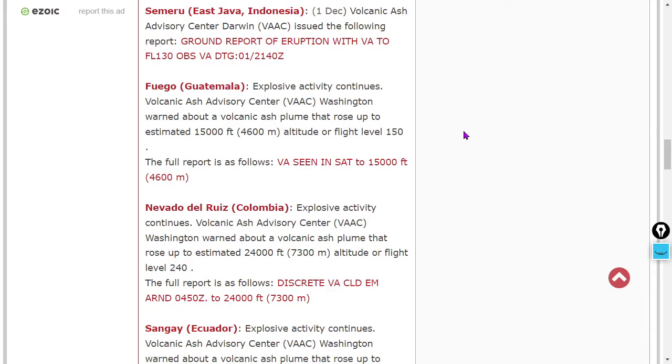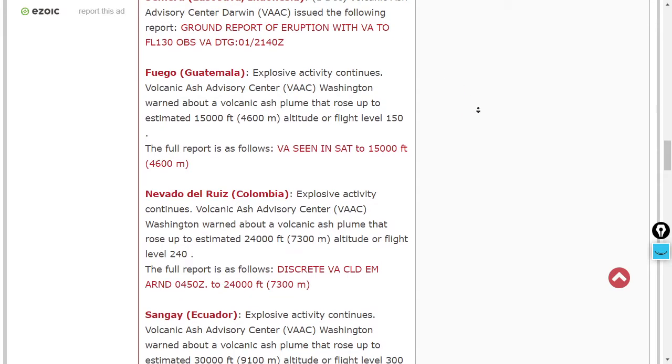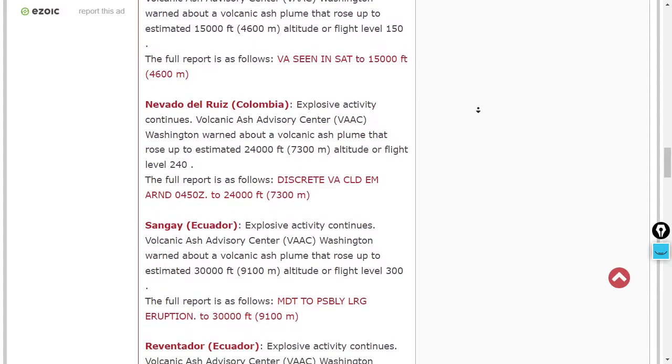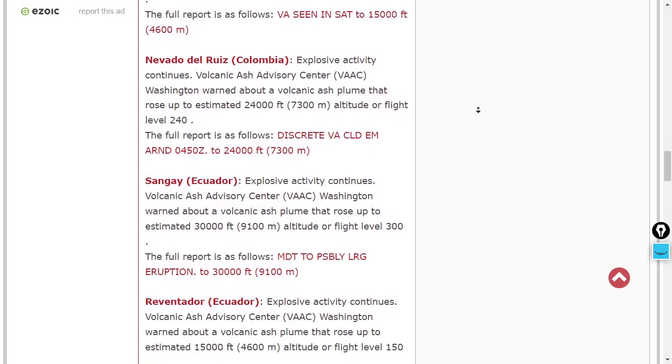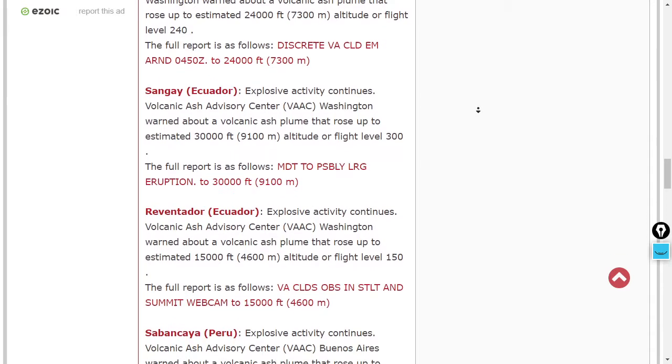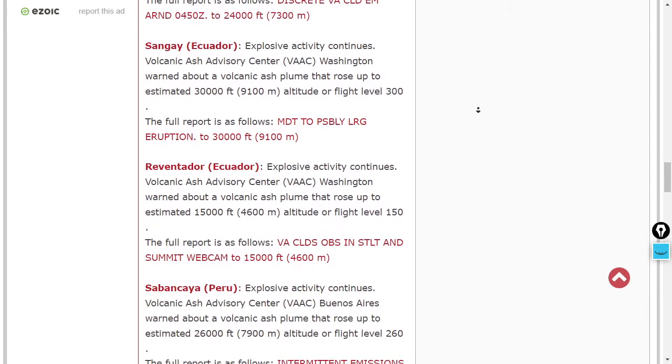Semeru, flight level 130. It's a 13,000-foot ash plume, and a 15,000-foot ash plume from Fuego over Guatemala. Nevado del Ruiz, 20,000-foot ash plume over Colombia. Sangay, 30,000-foot ash plume over Ecuador. So that's a big uptick there in the Ecuadorian volcano Sangay.